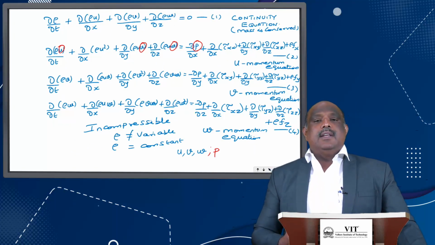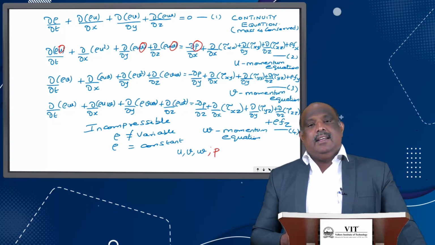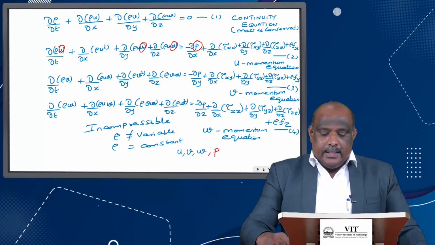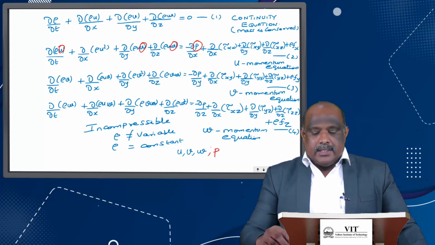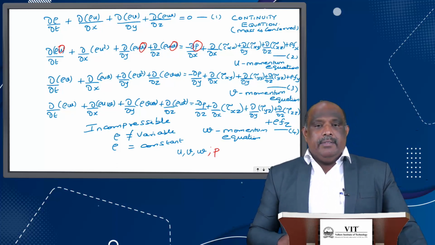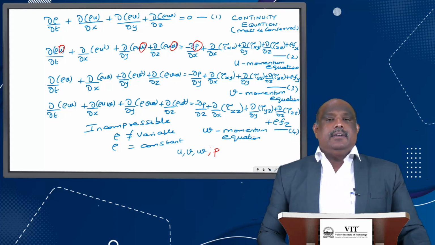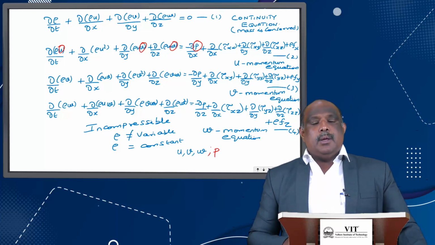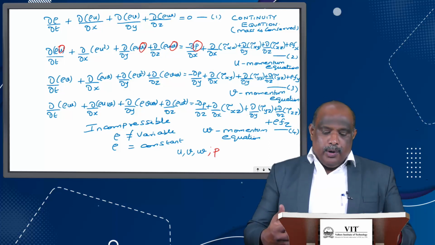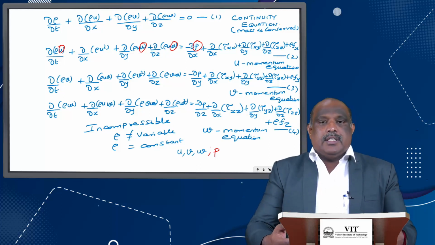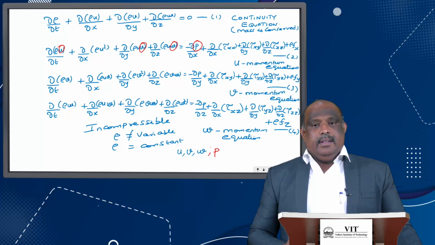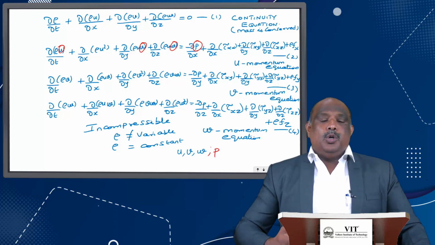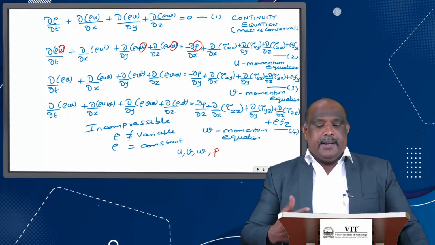Now there are 4 equations and 4 unknowns, but still it is not so easy to find u, v, w and p. Why? Because there is a pressure term in the momentum equation, which is not there in the continuity equation. In the continuity equation we have only u, v and w, and there is no pressure term. So how are we going to connect the momentum equation and the continuity equation? That is called the pressure linked equation. How I link the pressure to my continuity equation is called the pressure linked equation.